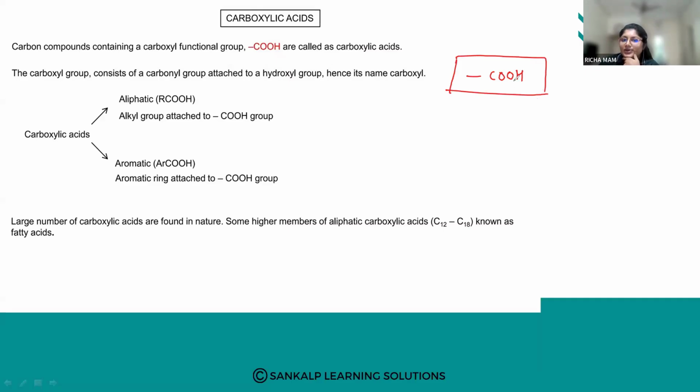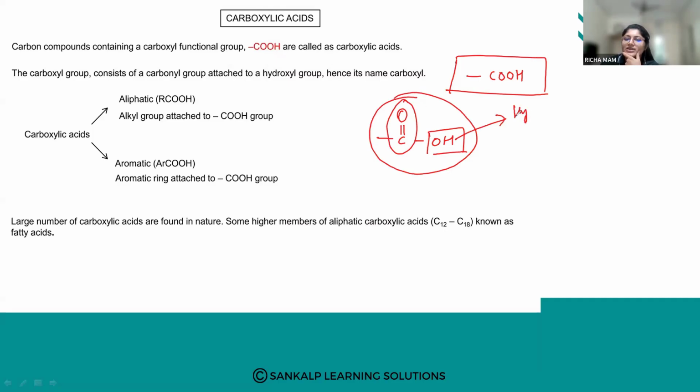What does it consist of? It consists of a hydroxy group attached to a carbonyl group. To a carbonyl group, a hydroxy group is attached, hence it is called a carboxyl. So to a carbonyl, what is attached? The hydroxy group is attached. We have discussed these things.